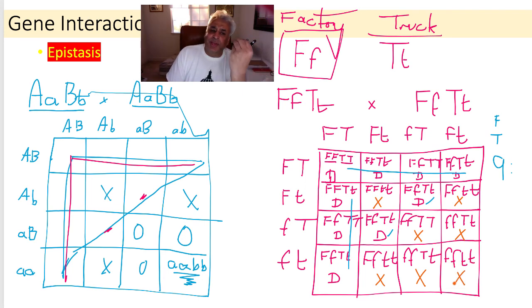So in terms of phenotype, we have 9 of the 16 boxes that are saying everything's fine. And then we have 4, 5, 6, 7 boxes that are saying, sorry, no delivery. So now you see a departure from the 9 to 3 to 3 to 1 ratio. You get this 9 to 7 ratio that indicates epistasis, where one gene is influencing another gene.